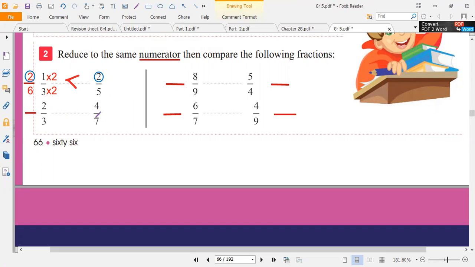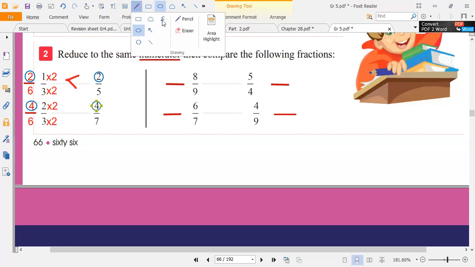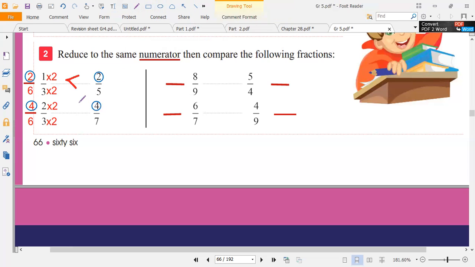Now 2/3 and 4/7. We cannot simplify these two fractions, but 4 is a multiple of 2, so we multiply this fraction by 2 to get 4. 2 times 2, 4. 3 times 2, 6. So now we get two fractions with the same numerator. So which one is bigger? 4/6 is bigger than 4/7.